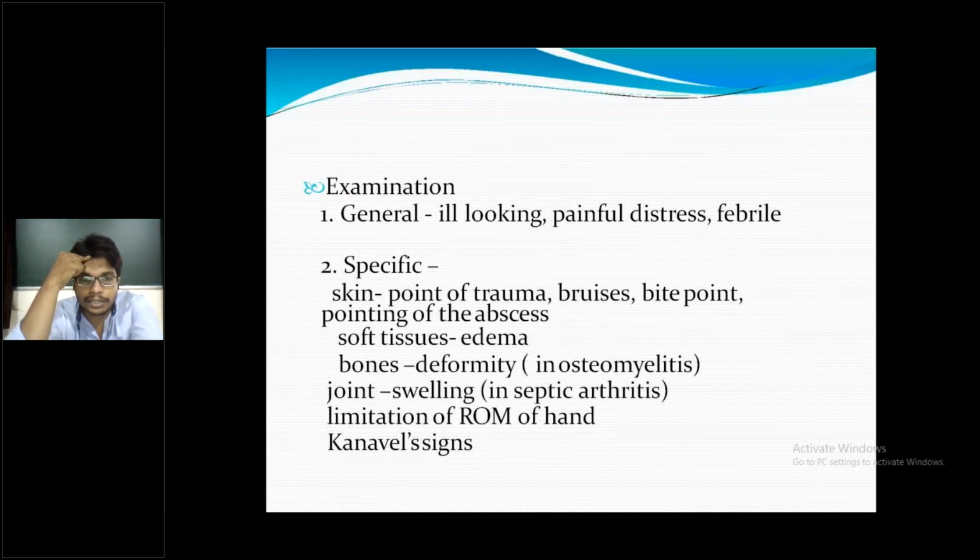pointing of the abscess. Soft tissues: edema is present. Bones: deformity in osteomyelitis. Joint swelling in septic arthritis, limitation of movements of the hand, and Kanavel signs. These are some specific features of these infections.